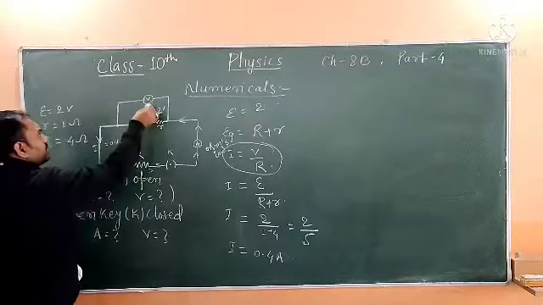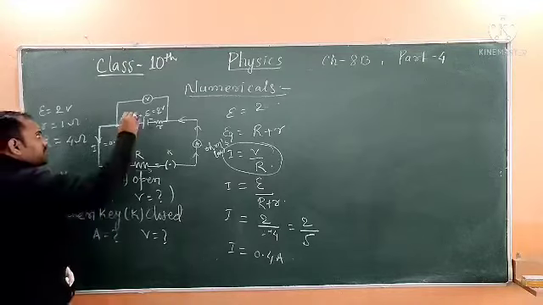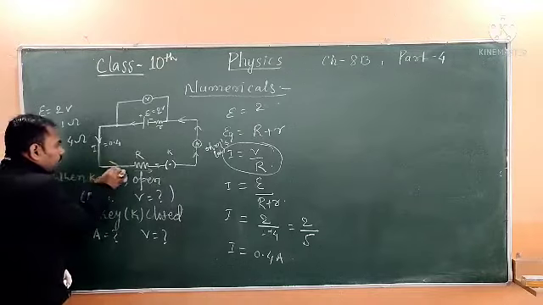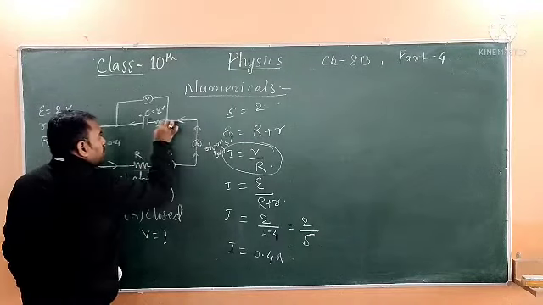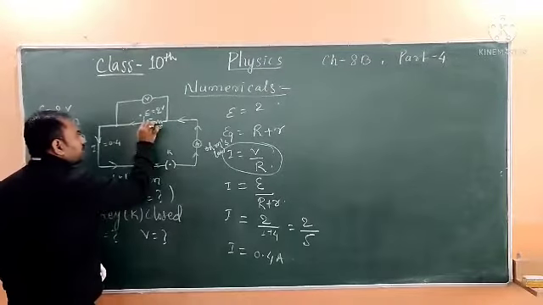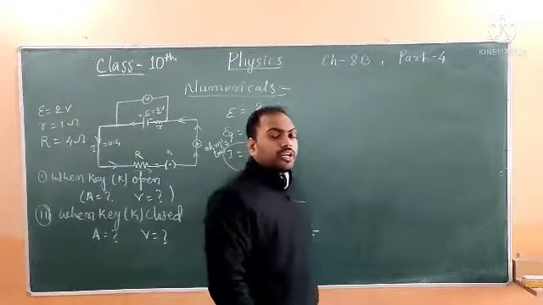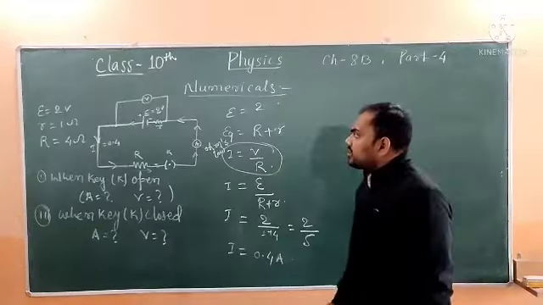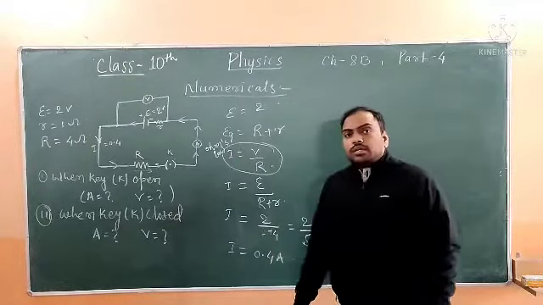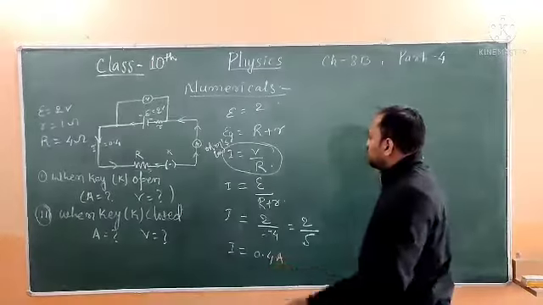Now it is asking what will be the reading of this voltmeter. The reading of this voltmeter will decrease, because as current flows through this resistor, there will be a potential drop across this resistor and this resistor. So the voltmeter reading will change.